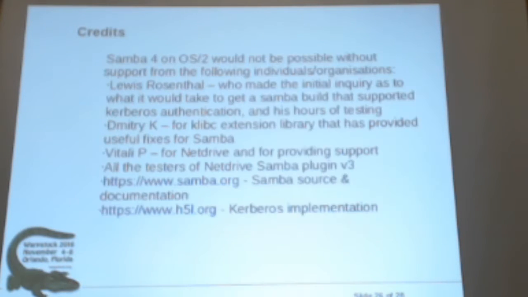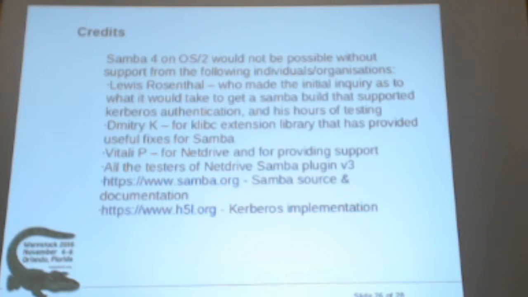Next slide, please, Neil. Okay, credits. Samba 4 wouldn't be possible without support from the following individuals and organisations. If it wasn't for Lewis, who made the initial inquiries about what it would take to get a Samba build that supported Kerberos, and also spent way more time than he probably has available in testing the binaries.